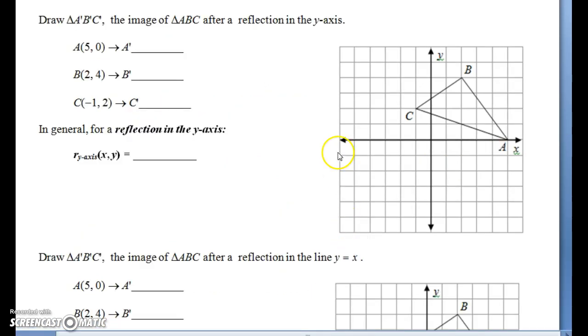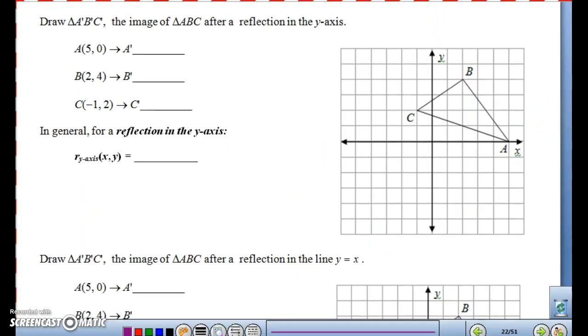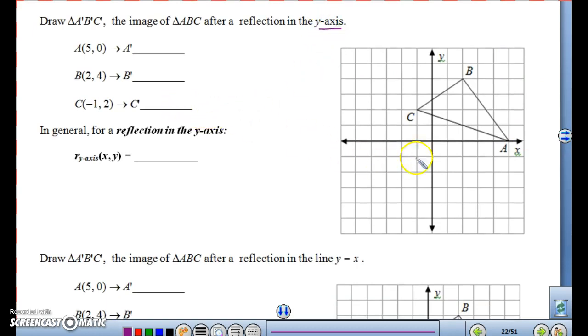Now let's do the same thing, but this time we're going to do a reflection in the y-axis. So if we reflect this over the y-axis, we're going to go from A to the y-axis, 1, 2, 3, 4, 5, and the same distance on the opposite side, 1, 2, 3, 4, 5. So there's A prime, and that ends up at -5, 0. For B to the y-axis, 1, 2, same distance on the opposite side, 1, 2, B prime would be there, and that is at -2, 4.